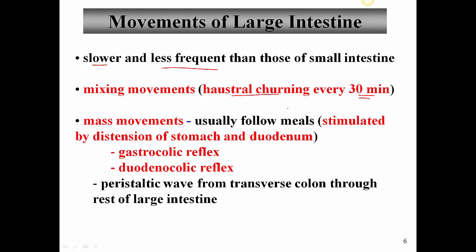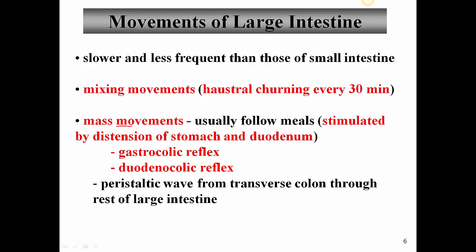As we mentioned before, the haustra are those pouches in the large intestine, and haustral churning helps to turn the material in the large intestine so that more water can be reabsorbed, and they slow the transit time of the material through the large intestine. The other type of movements that we have in the large intestine are known as mass movements.